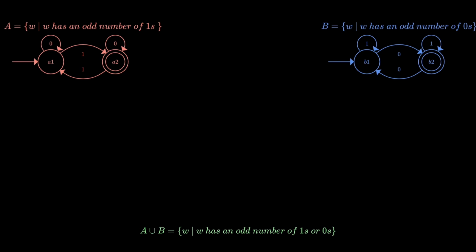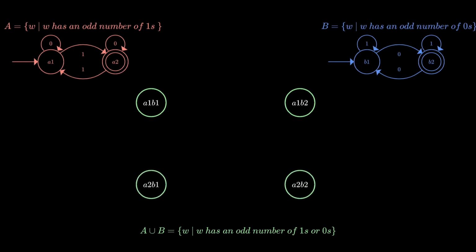This means that for each state in machine A, we will create a pairing with each state in machine B and add it to a list of states for our union machine. Then, we will define the transitions. This works with languages that don't share the same alphabet, but fortunately for us, our two languages do, so it looks a little cleaner.